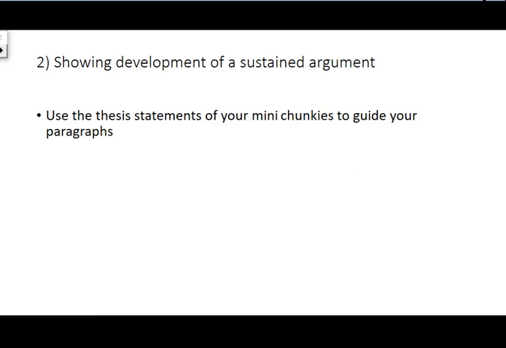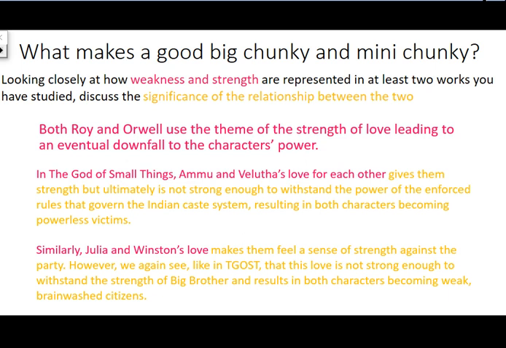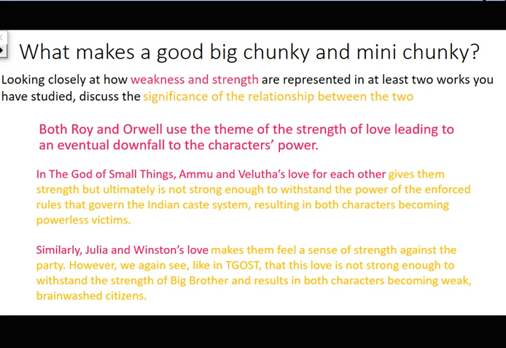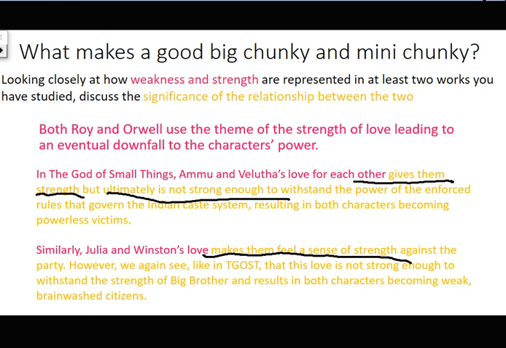So if I just go back to these, we know that it's a thesis statement because it's giving an argument. And we know that because it uses really high modality, so it gives them strength, but is ultimately not strong enough. That's our thesis for The God of Small Things. And our thesis for the 1984 paragraph is that their love makes them feel a sense of strength, however it's not strong enough. So that's our thesis for both paragraphs.